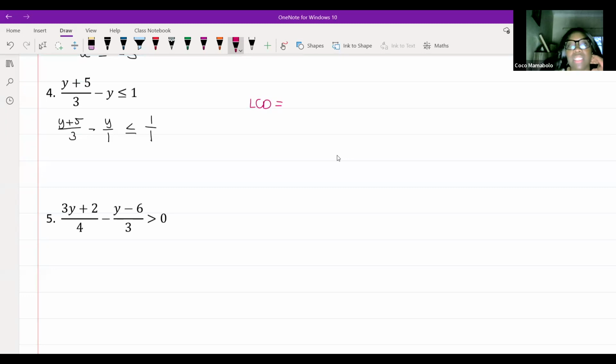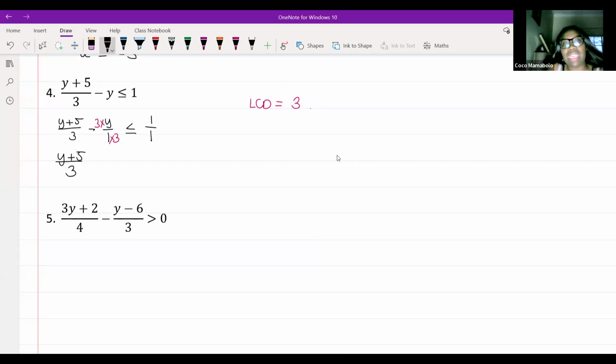What would my LCD between these 3 numbers be? That's it, Fulufelo. That's it, Omi. Well done, Theo. Good. It's going to be 3. All right. So I don't have to change y plus 5 over 3, it already has my denominator in there. Now I know that over here I need to multiply by 3 and multiply here by 3 as well.